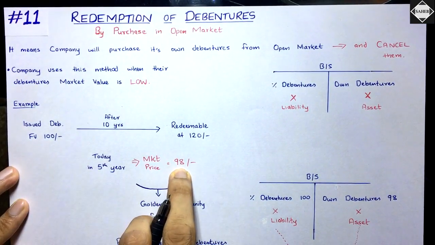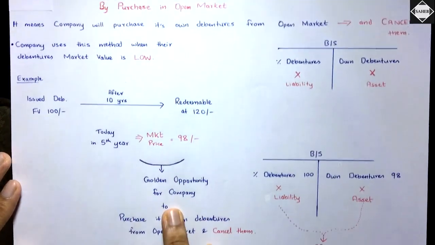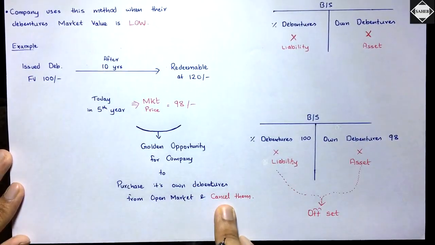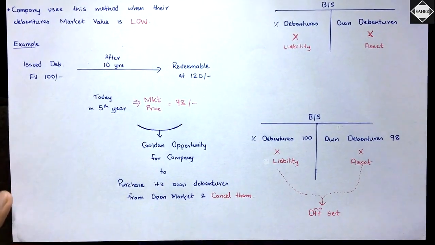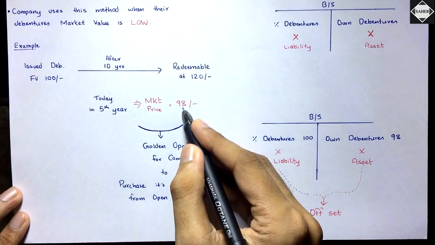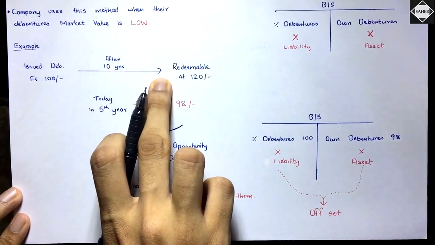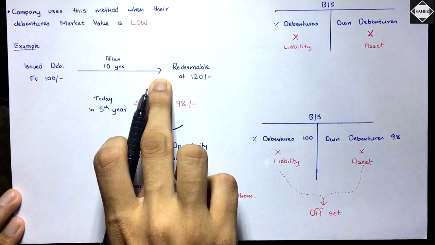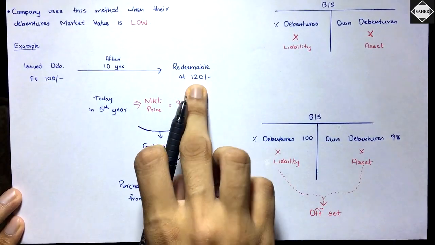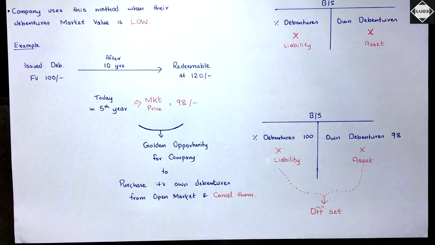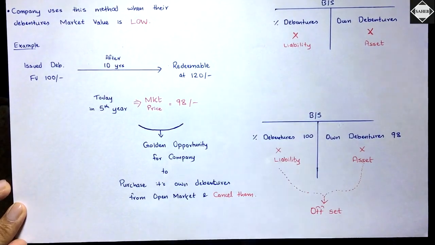It is rupees 98. So isn't it a golden opportunity for the company to purchase its own debentures from the open market and cancel them off? The debenture holders will get what? They will get 98 rupees. If the company waits for 5 years till the maturity, then how much will the company have to pay? The company will have to pay 120 rupees to each debenture, because they have promised in the certificate, we are going to pay you back 120 rupees at the maturity.